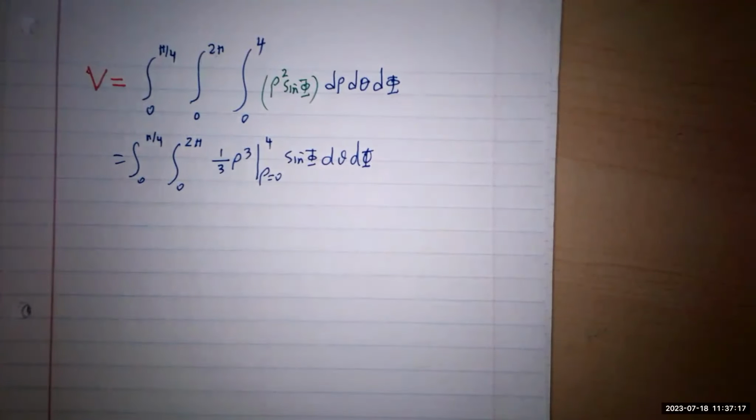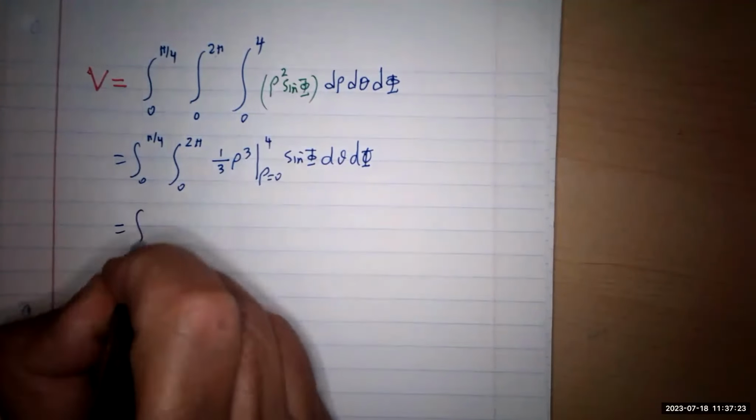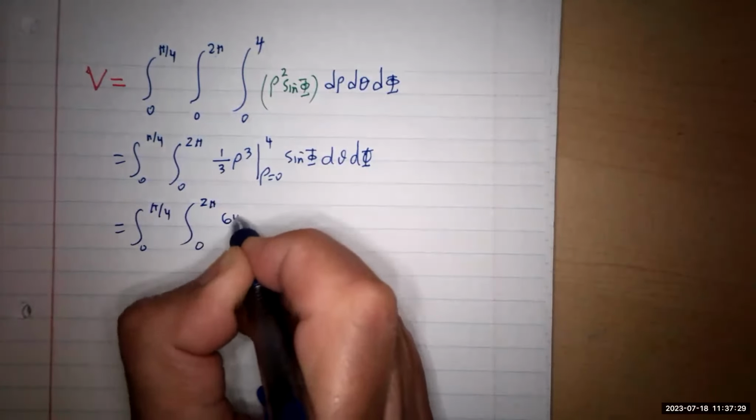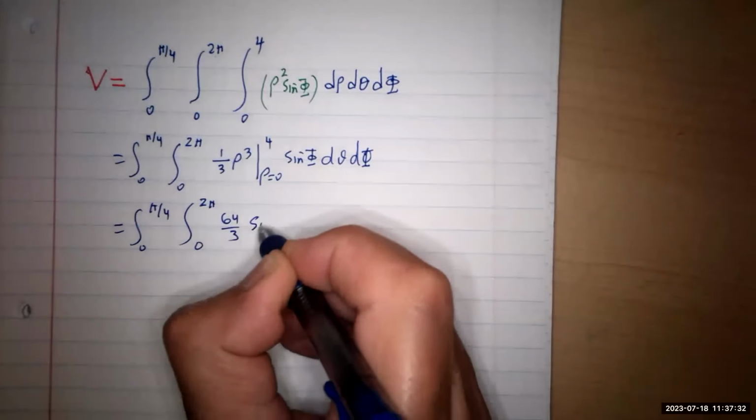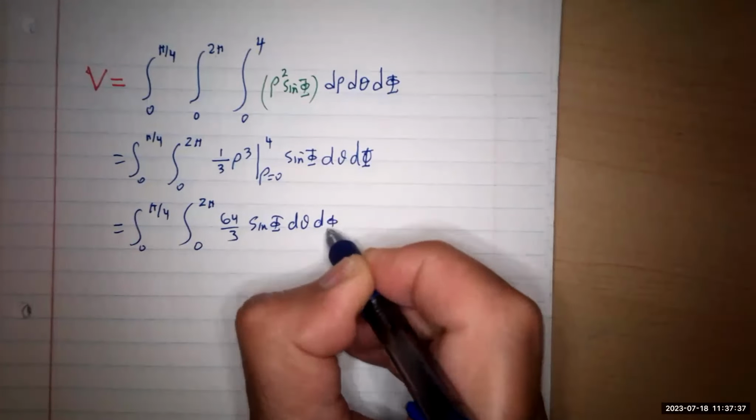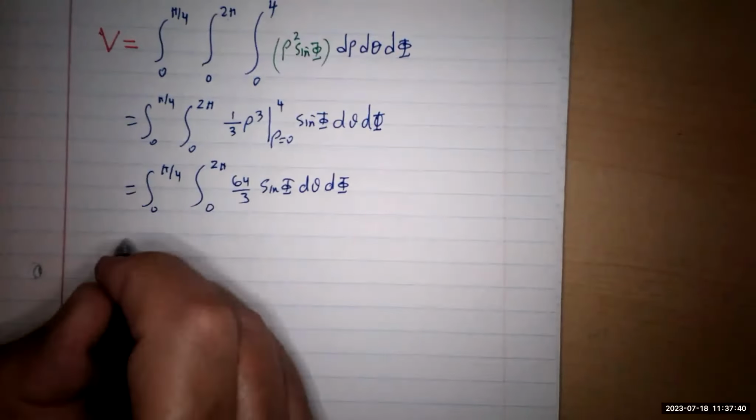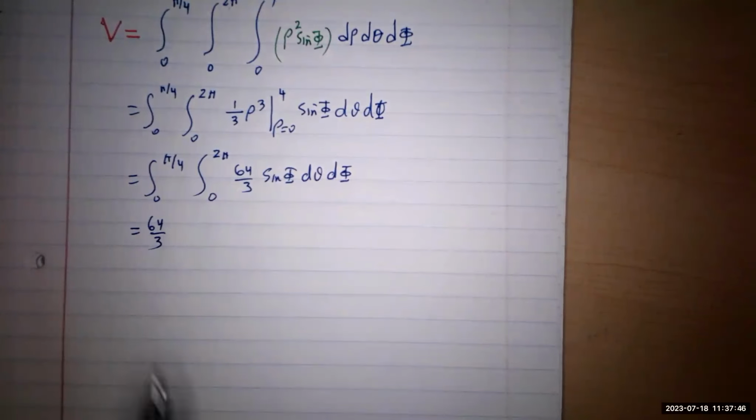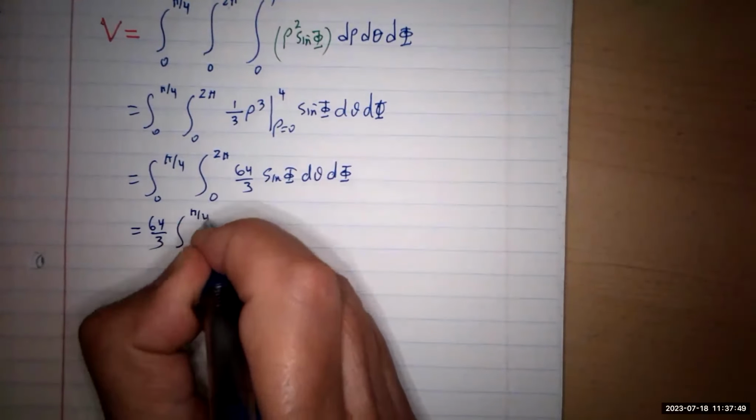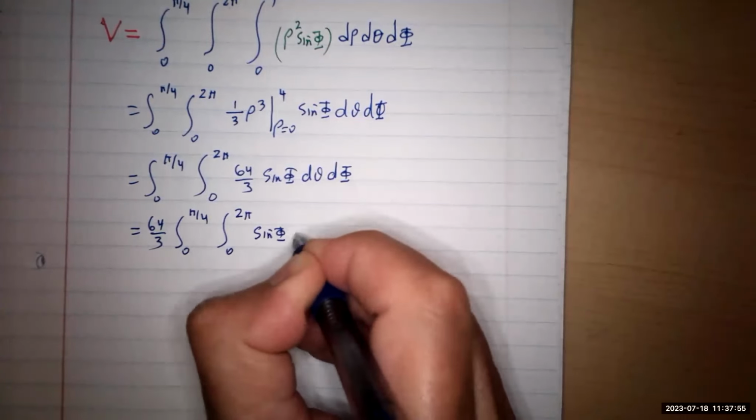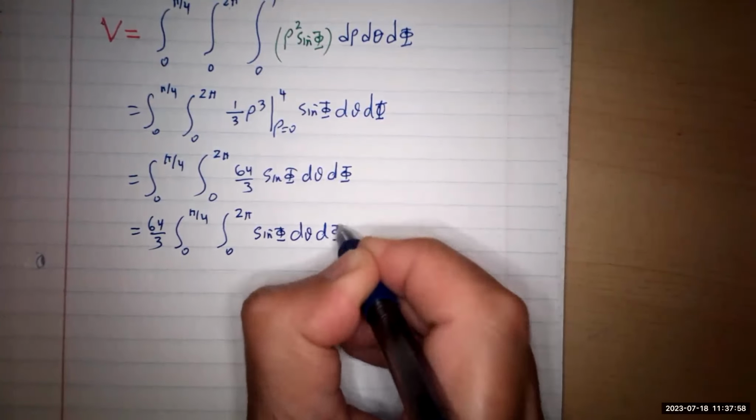Okay, substitute just 4 cubed, which would be 64, and you can pull out that 64. So it's going to be the integral from 0 to pi over 4, 0 to 2 pi, 64/3 of sine of phi, d theta, d phi, in the order that we write it down. Pull out the 64, so that gives you 64/3, because you don't need it inside. So it's going to be 0 to pi over 4, 0 to 2 pi, sine of phi, d theta, d phi.